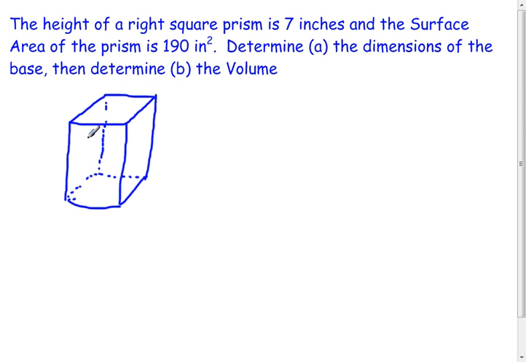Okay, we don't know what the base dimensions are, but they said it's a square, so they have to be the same. So it might be like 5 and 5 or 6 and 6 or something like that. They did say the height is 7, and they said that the surface area is 190. So the surface area formula, this would be our next step, is both bases, 2 bases, and when I say bases, I mean area of the bases, plus the lateral area.